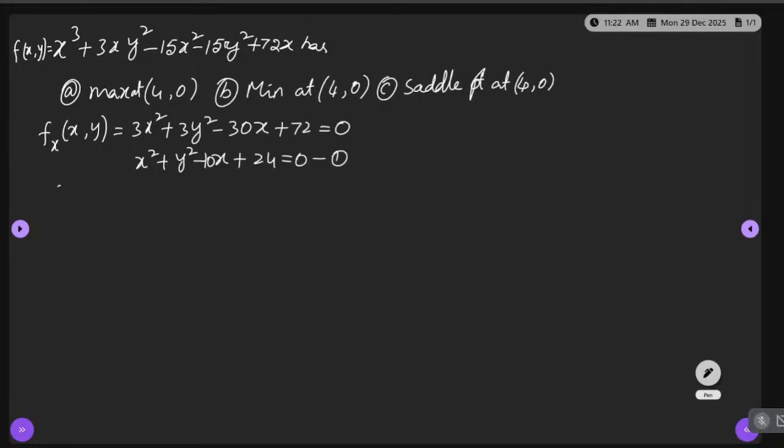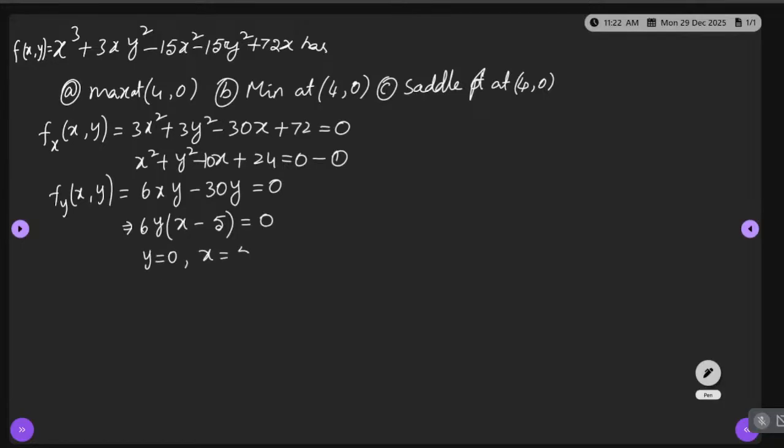f_y of (x, y), what is it? 6xy minus 30y equal to 0. So 6y into (x minus 5) is equal to 0. Y equal to 0, x equals to 5.